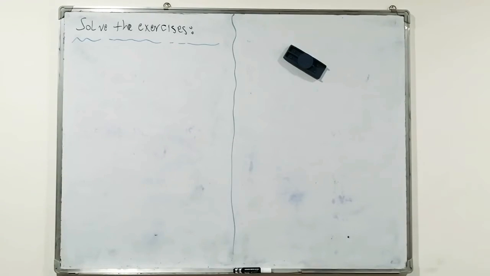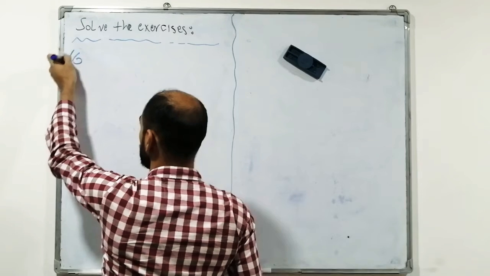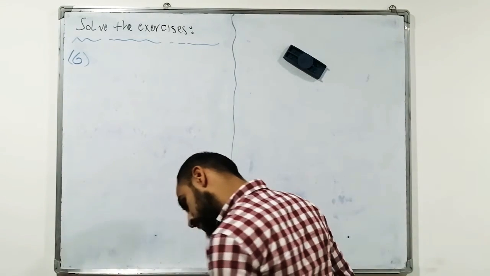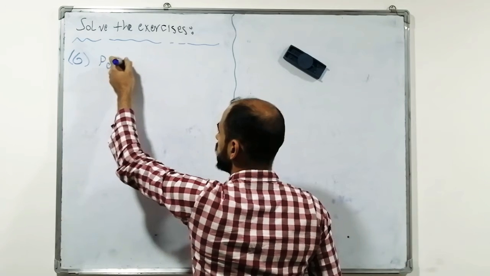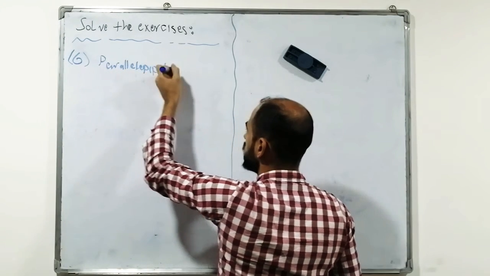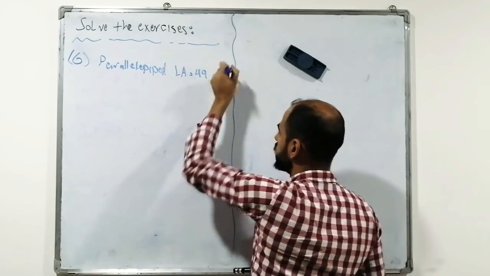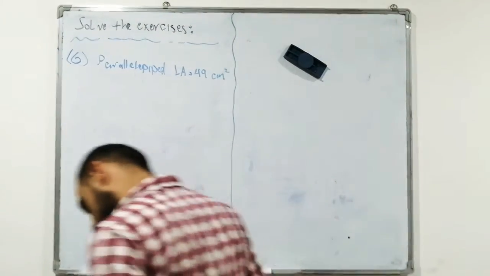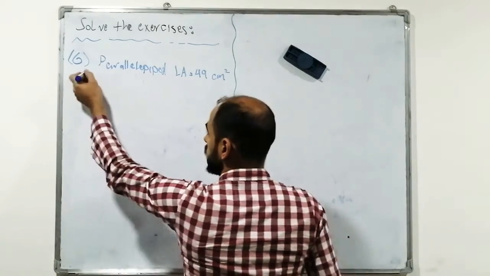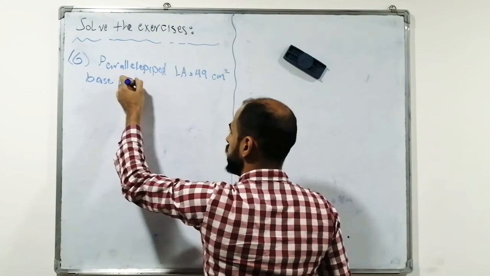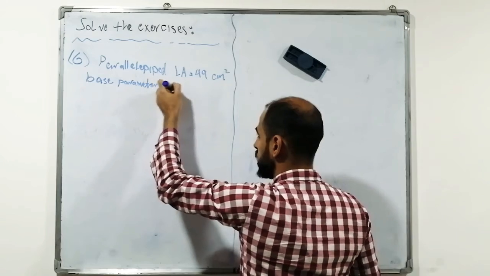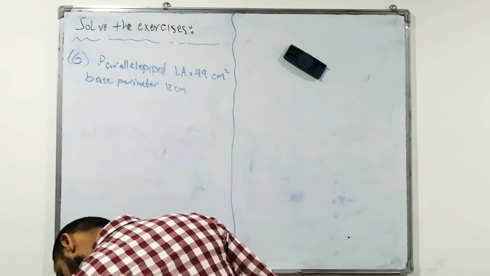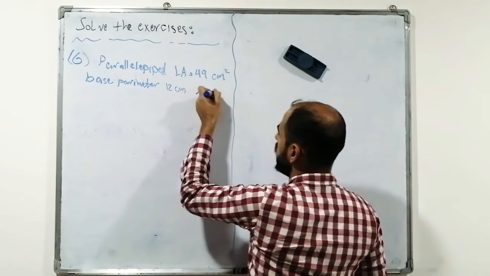Now we will solve the next question, which is question number 6. In question number 6, he said a parallelepiped whose lateral area is 49 centimeter squared. Here the lateral area is given, and its base perimeter is 12 centimeter. Find its height. Here the height is unknown.